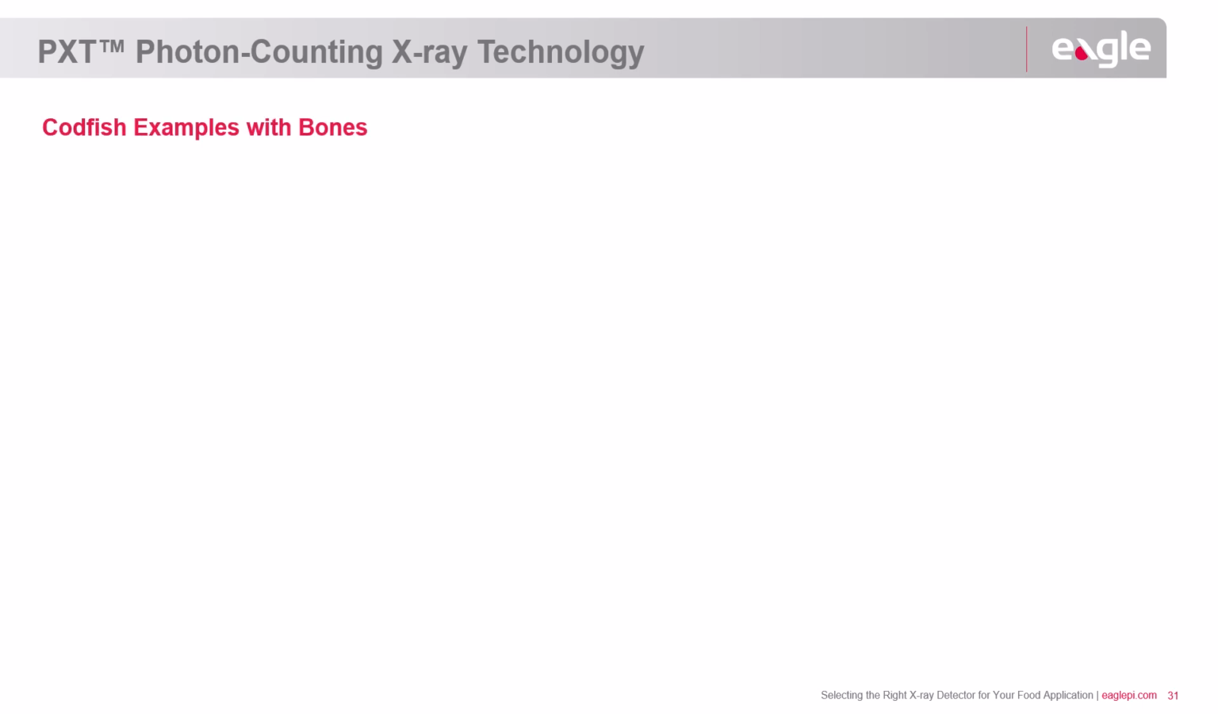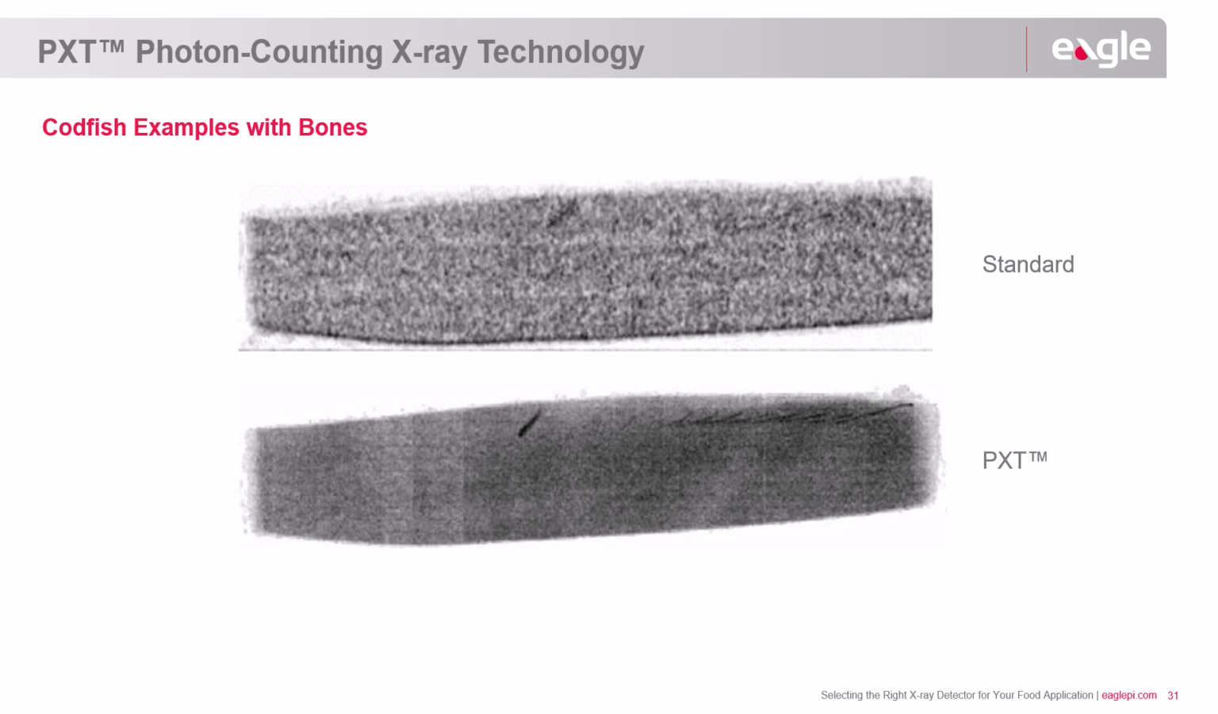Historically, locating contaminants in fish fillets, such as bones, has posed significant challenges. In the standard X-ray image displayed at the top, detection capabilities may be limited. However, the bottom PXT image of the same fish fillet reveals a clearer perspective.